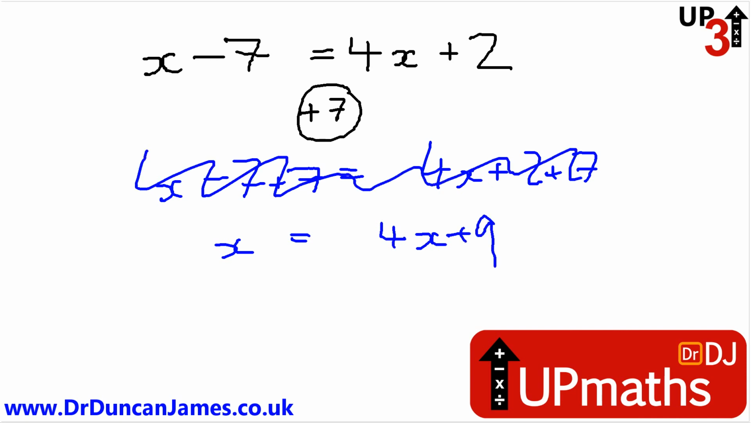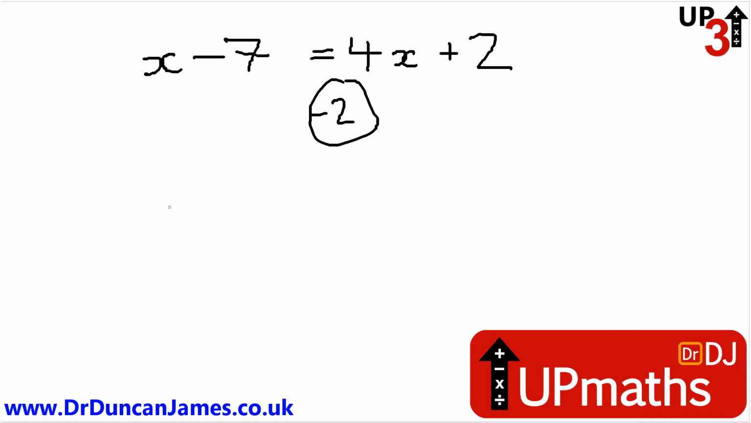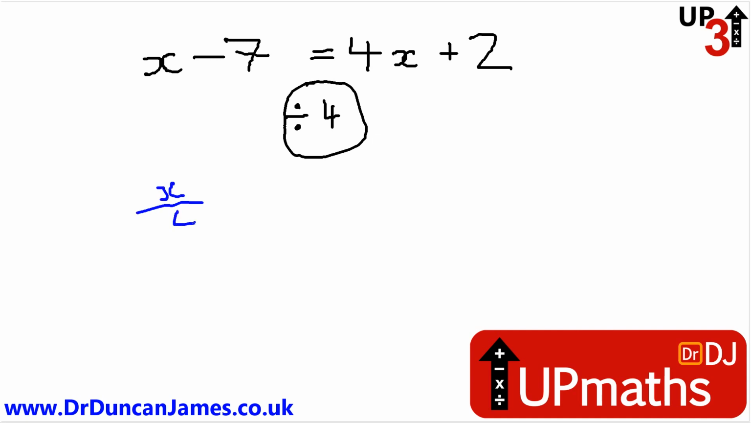Okay, it's going to speed up, what if we minus 2 from both sides? That makes x minus 9 equals 4x. What if we divide both sides by 4? In that case, we're going to get x divided by 4 minus 7 divided by 4 equals x plus 2 divided by 4 is a half.